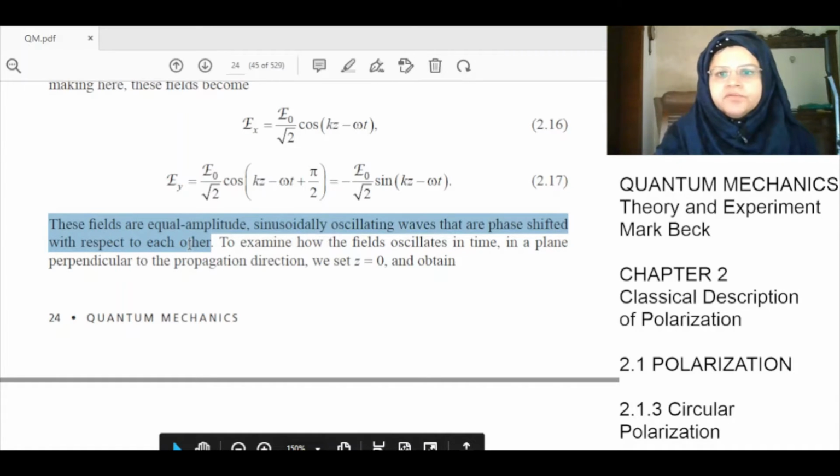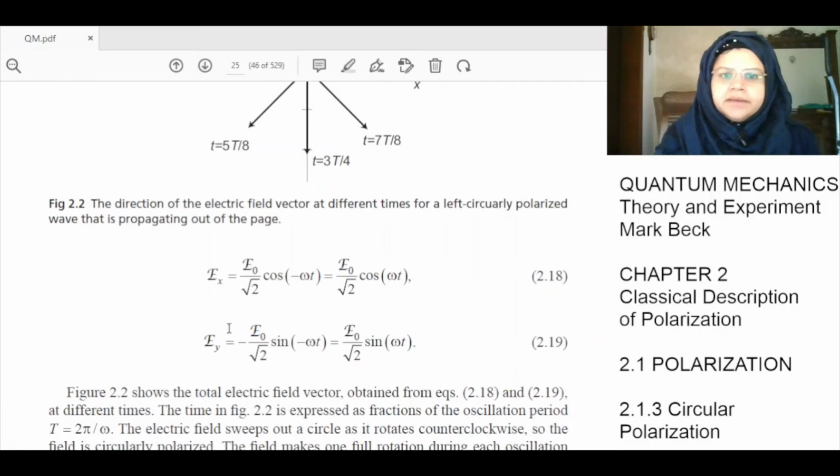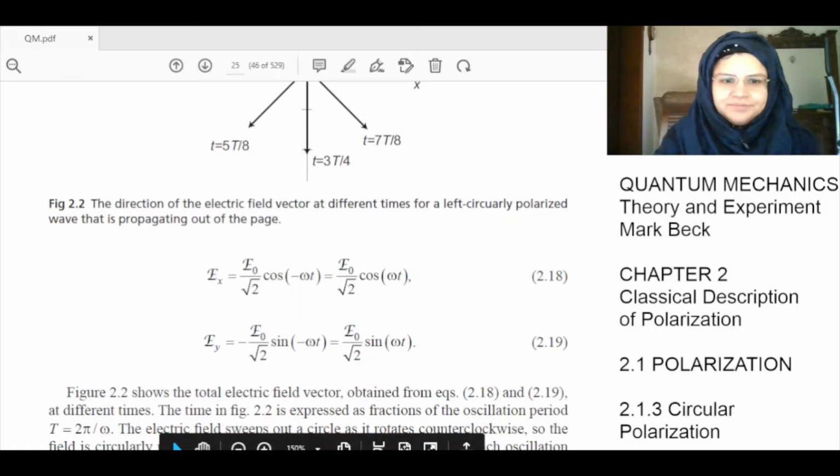To examine how the field oscillates in time in a plane perpendicular to the propagation direction, we set z is equal to 0 and obtain Ex is equal to E naught over under root 2 cos(minus omega t). Since cos is an even function, cos(minus omega t) is equal to cos omega t. Therefore, we obtain E naught over under root 2 cos omega t. Ey is equal to minus E naught over under root 2 sin(minus omega t). Since sine is an odd function, sine(minus omega t) is equal to minus sin omega t, which means that this is equal to E naught over under root 2 sin omega t.